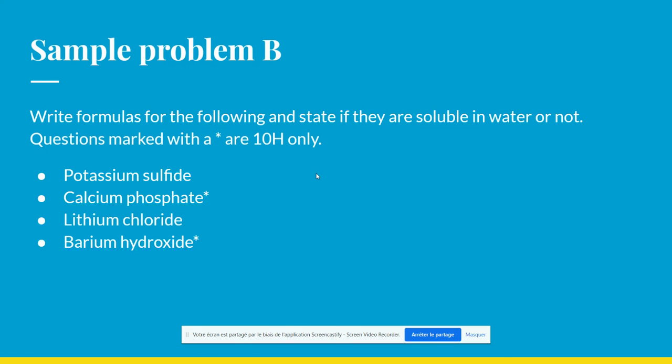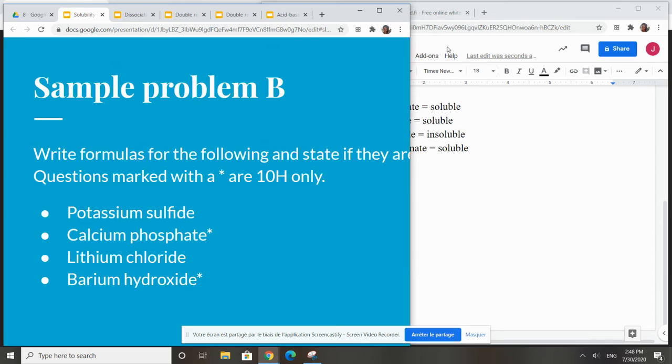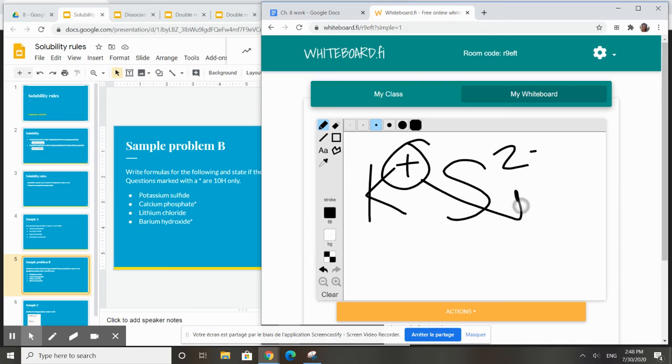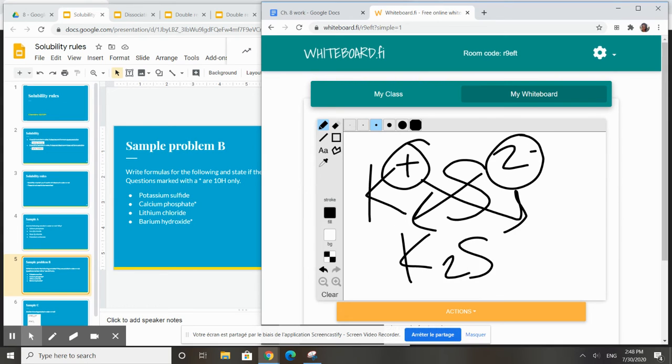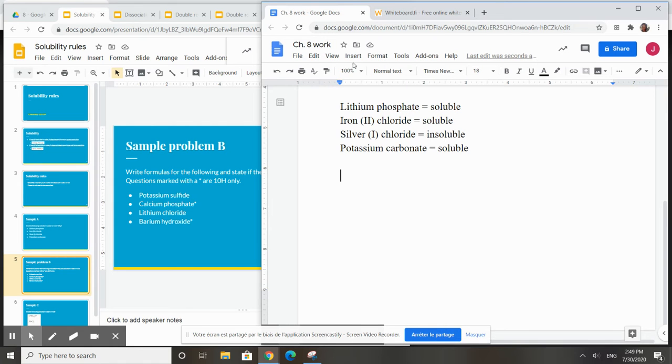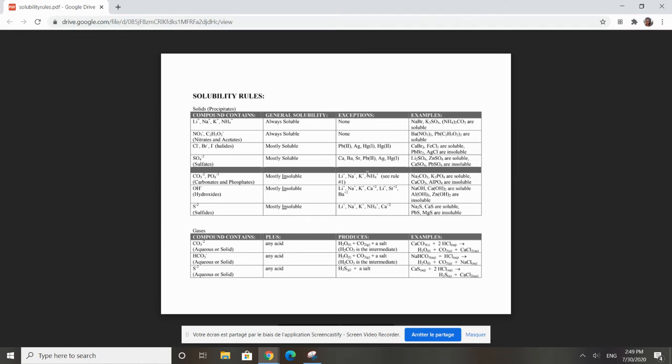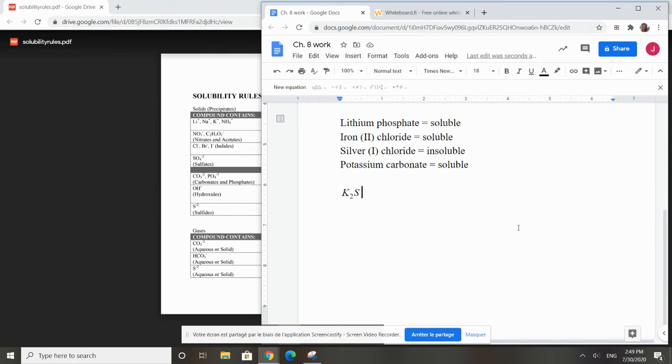Let's look at another example, but here we're also going to write the formulas. So the first one is potassium sulfide. So potassium is in group 1 for the periodic table, so it takes a +1. Sulfur is in group 6. Then I crisscross applesauce. So the formula is K2S. Now I'm going to look at my solubility rules. Potassium is in the first rule. It's always soluble, no exception, so that has to be soluble.